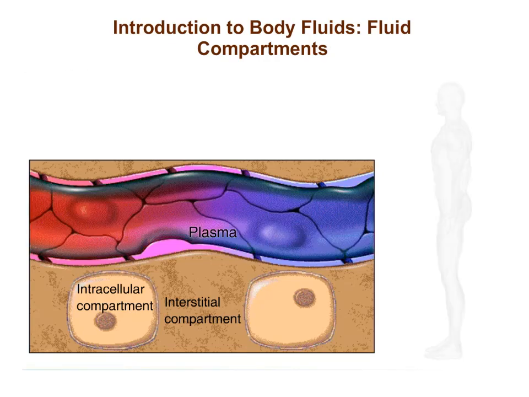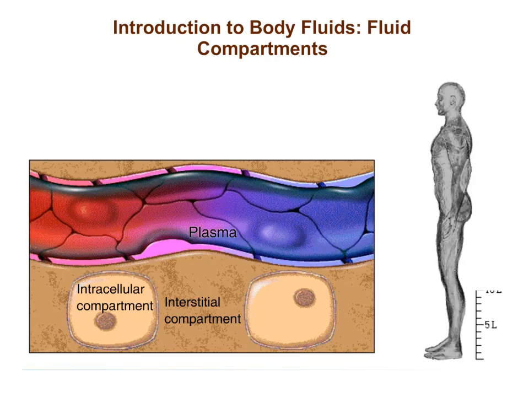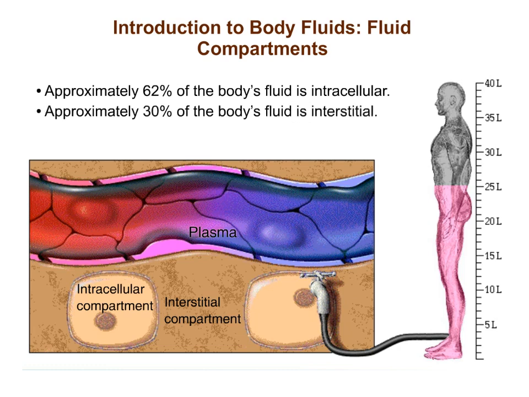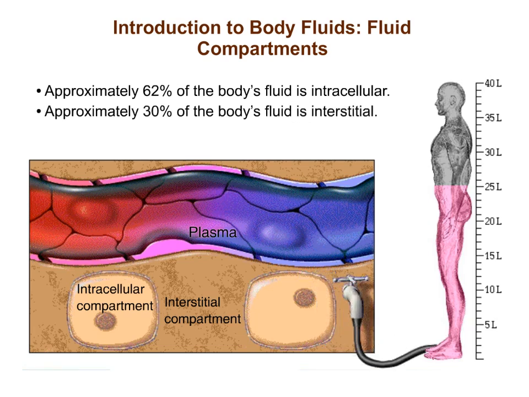Let's consider a 70-kilogram man. 60% of his weight, or approximately 40 liters, is fluid. Approximately 62% of the body's fluid is intracellular. Approximately 30% of the body's fluid is interstitial. Approximately 8% of the body's fluid is plasma.